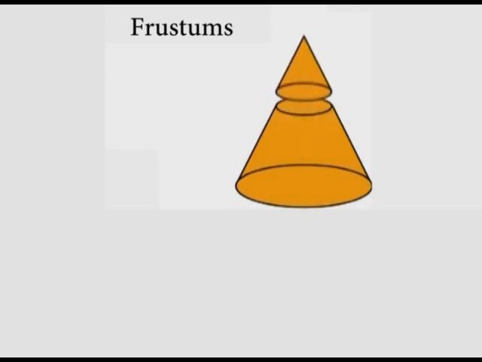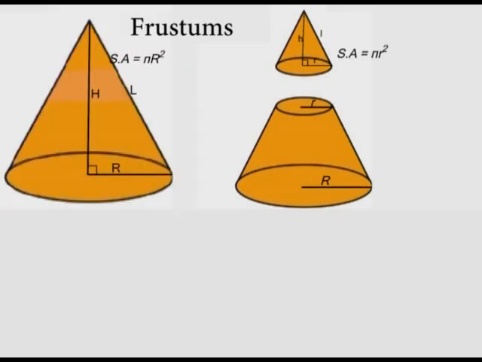Consider a large cone of radius R capital, perpendicular height H capital, and a slant height L capital. This is chopped off to obtain a smaller cone of base radius r small, perpendicular height h small, and a slant height l small. It follows that R capital over r small is equal to H capital over h small and is equal to L capital over l small.